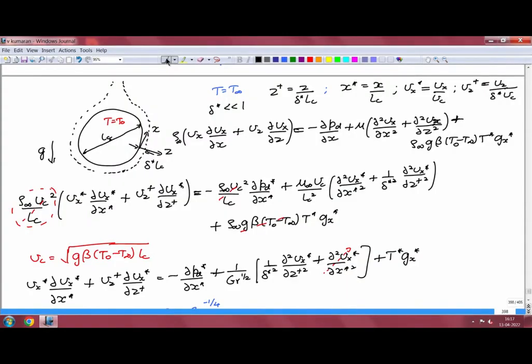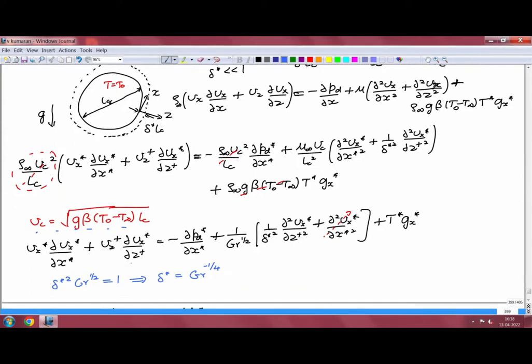If you have an object with temperature T naught in a fluid with temperature T infinity far away, that characteristic velocity is given by g beta times T naught minus T infinity times the characteristic length, where g is the gravitational acceleration and beta is the thermal expansion coefficient. The Reynolds number based upon this characteristic velocity is the Grashof number to the half power. The Grashof number is the square of the Reynolds number based upon this characteristic velocity.